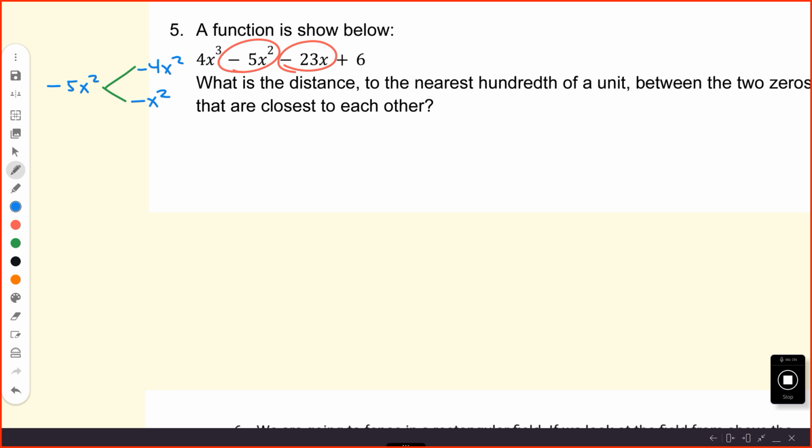If you're splitting that term up, wouldn't it just be x? We're just splitting this, Ivy. So negative 4x squared plus negative x squared is actually negative 5x squared, right? Negative 4 plus negative 1 is negative 5. And then negative 23x. How do we split this?